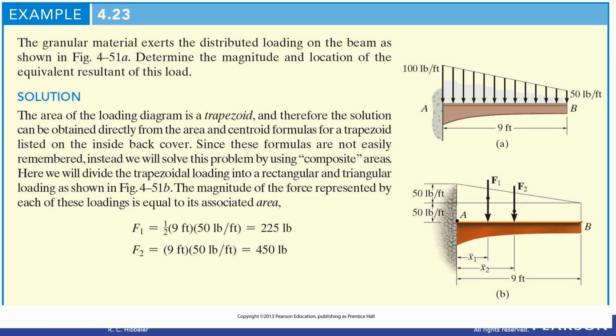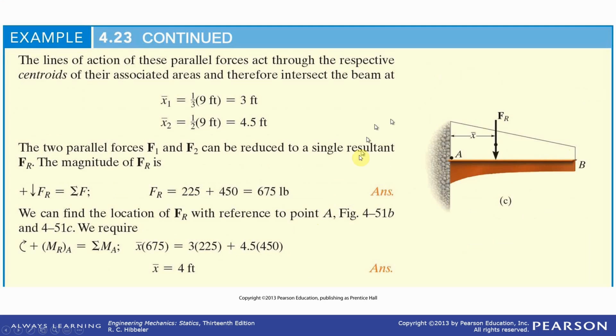The centroid being the center of the rectangle makes good sense and fits our intuition. Of course, F2 is the area of the rectangle, 50 times 9, or 450. F1 is half the area of a rectangle, 225. So x1 is 3 feet and x2 is 4.5 feet. We get the 1/2 and 1/3 from a table of results.